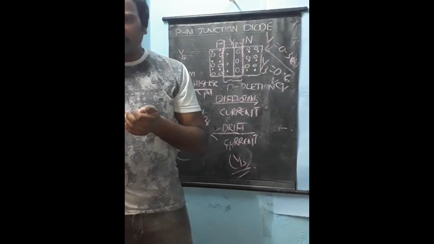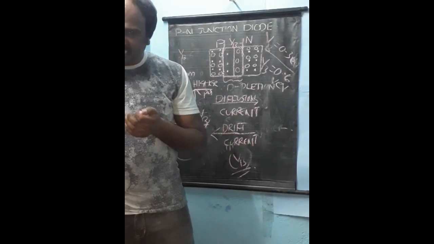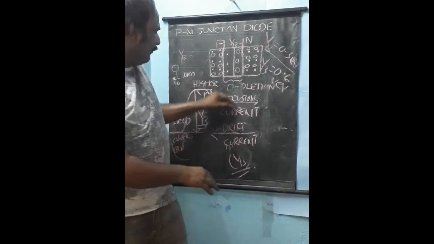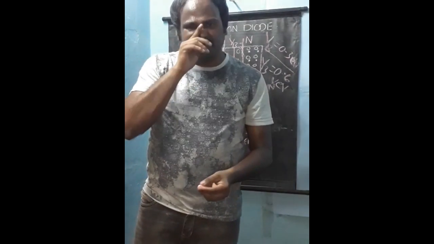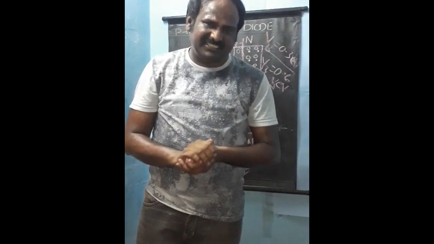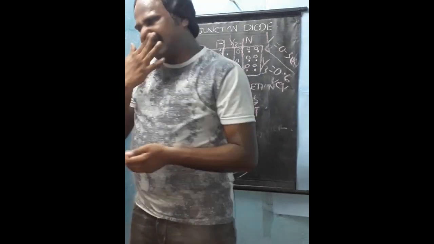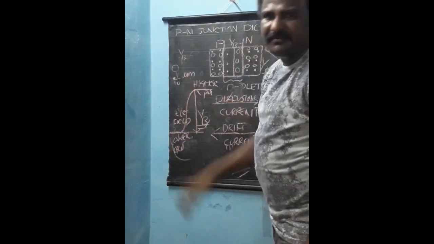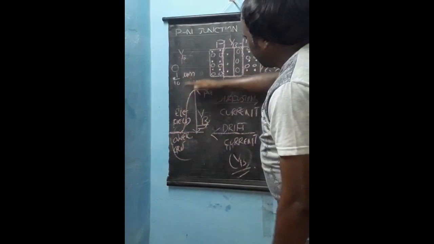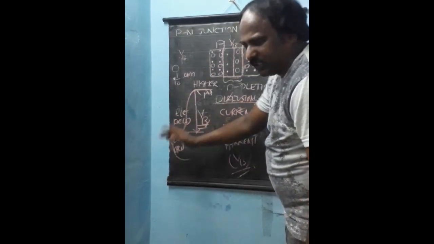And during starting stage, initially there is only diffusion current. By applying electric field, drift current increases. And finally, potential barrier can be shown by a small diagram which indicates higher potential. This indicates lower potential.